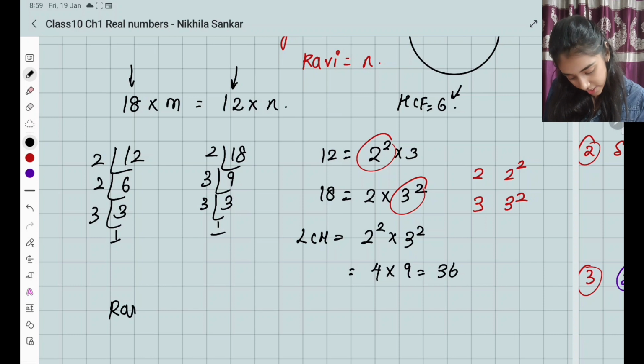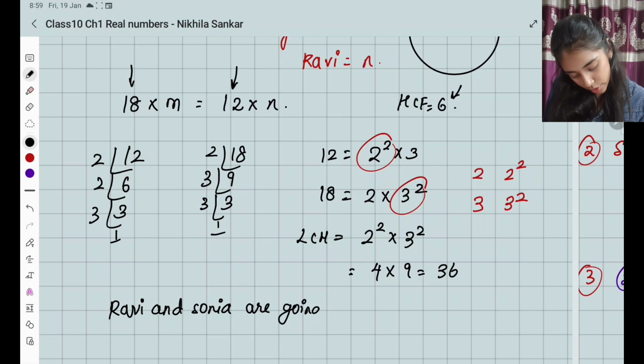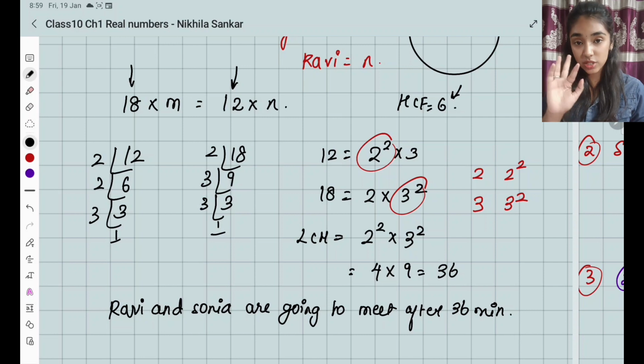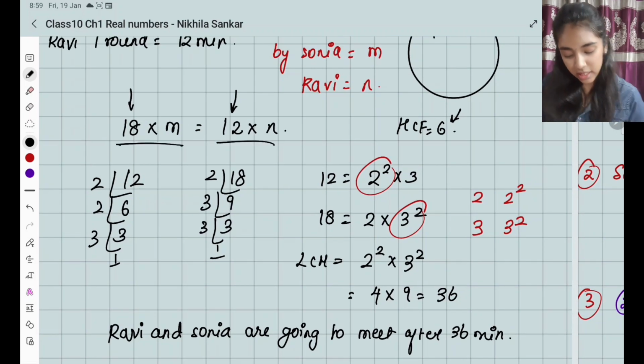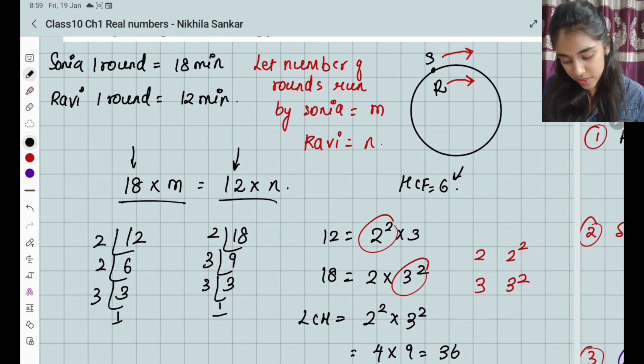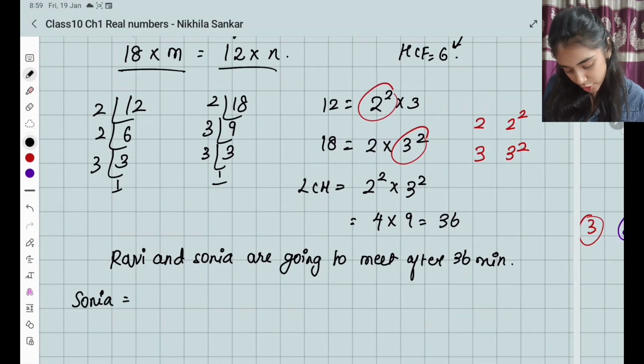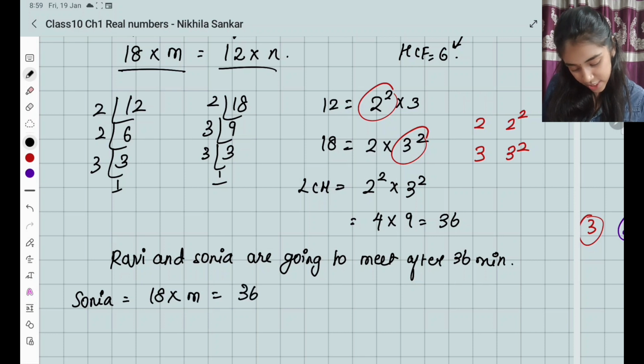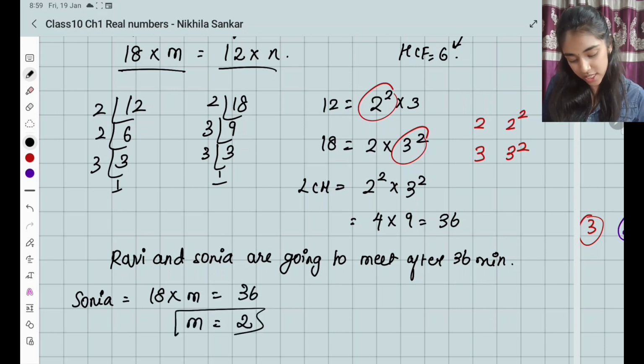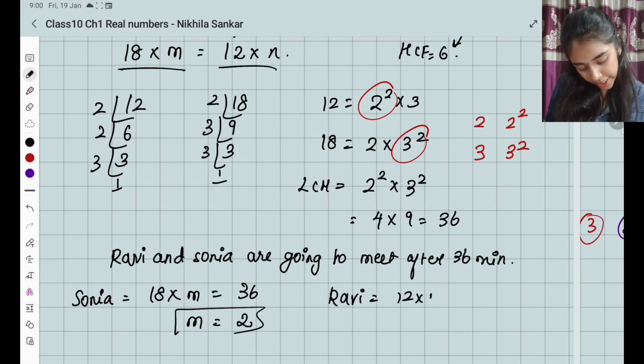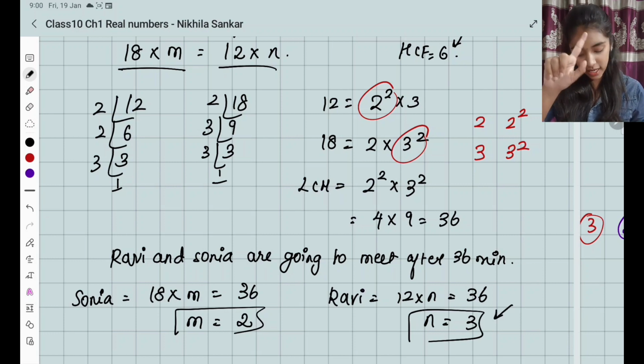So Ravi and Sonia are going to meet after 36 minutes. 18 ku 12 ku least common multiple enna irukku? 36. So 36 minutes ku appuram meet panna poranga. Appo indha equation padi evlo rounds, 18 into m is going to be Sonia, illaya? So Sonia is going to be 18 into m, which is 36 minutes la meet panna, m is going to be 2. So Sonia is going to meet him after 2 rounds. So adhe mari for Ravi ku you have 12 into n, which is going to be 36 again. So n equals 3. So basically Ravi 3 round odiduvan, ஆனா சோனியா 2 ரவுண்ட் தான் ஓடிருப்பா.